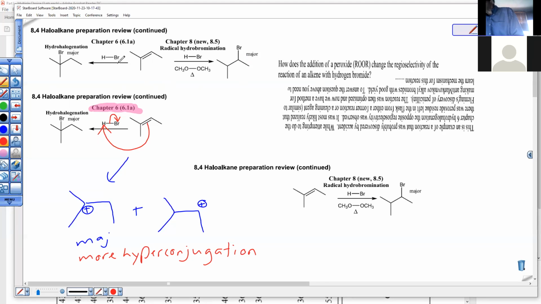And that would give the major result, which we saw here. What's going on here? Oh, that's a different reaction. We haven't got there yet. Here, the major is this result, which comes from the cation that has more hyperconjugation. That's all we need to do for that mechanism.